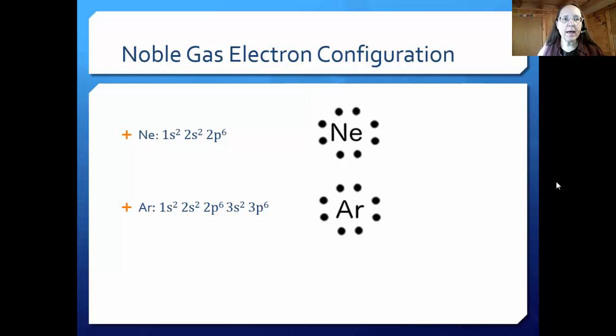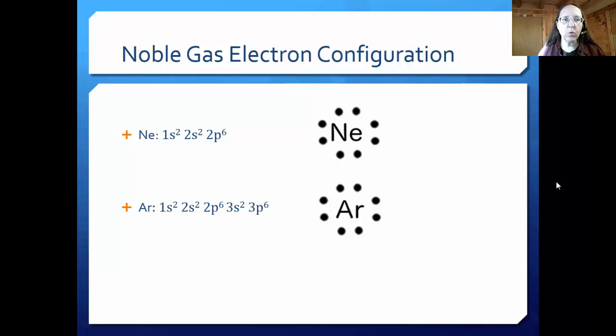Recall that the noble gases all have full S and P subshells, except helium, which has a full S and no P subshell. This electron configuration, 8 valence electrons, is stable. All other configurations are less stable, and most atoms will react to achieve this stable configuration.